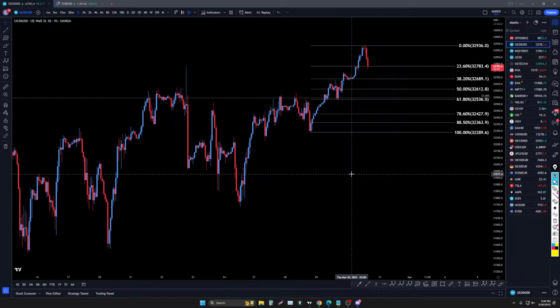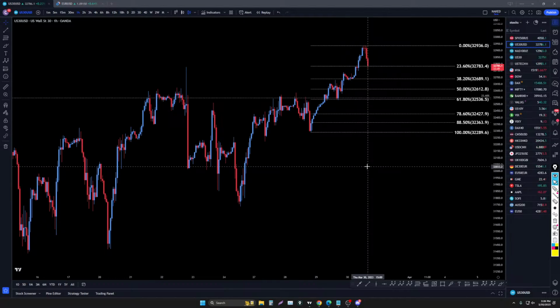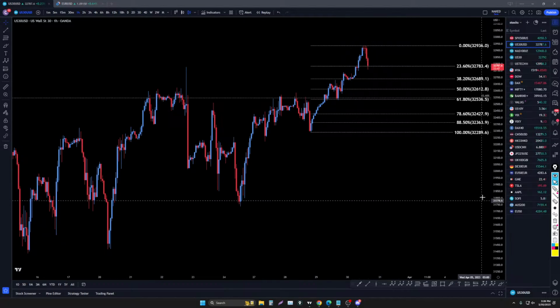So I'm definitely looking for longs. I think it will continue the uptrend. Don't really see any reason to think otherwise. Let me check Discord again, see if there's any more requests.